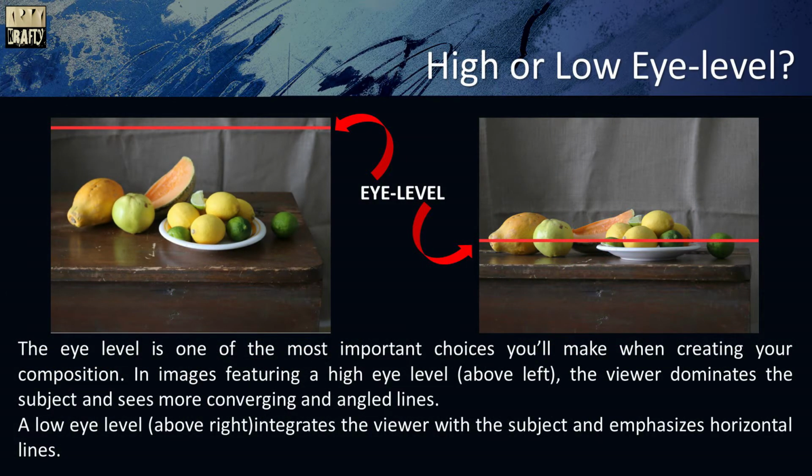High or low eye level. The eye level is one of the most important choices you will make when creating your composition. In images featuring a high eye level, above left, the viewer dominates the subject and sees more converging and angled lines. A low eye level, above right, integrates the viewer with the subject and emphasizes horizontal lines.